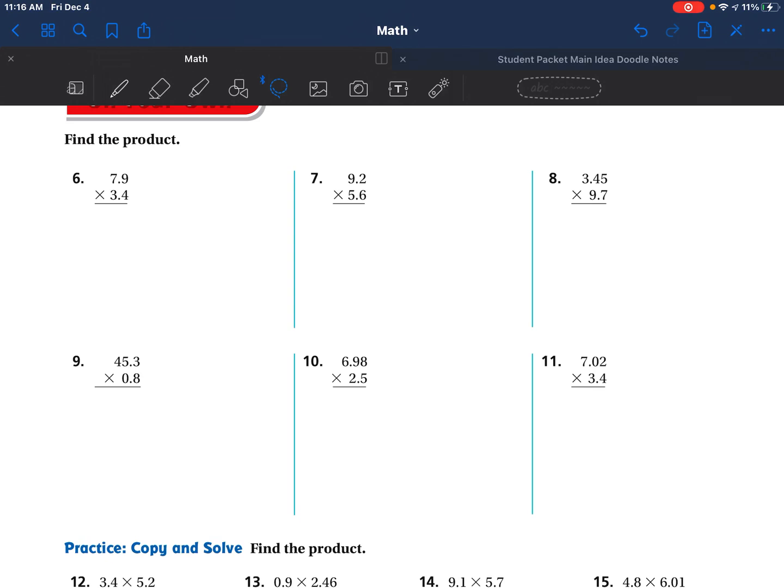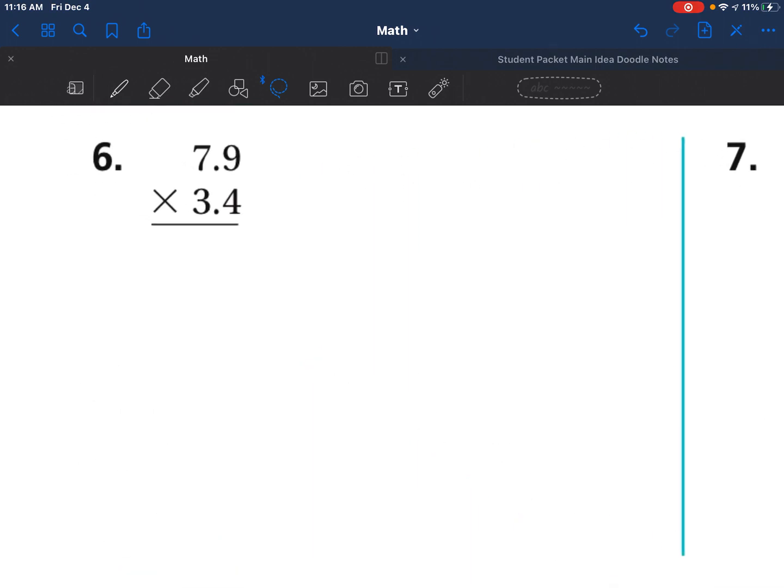We have done a decimal by a whole number, and this too is exactly the same thing. You're going to multiply just like you've always been taught to and pretend there's no decimal there at all until you get to the very end. And when you have your product, then we're going to place your decimal. So let's look at number 6.